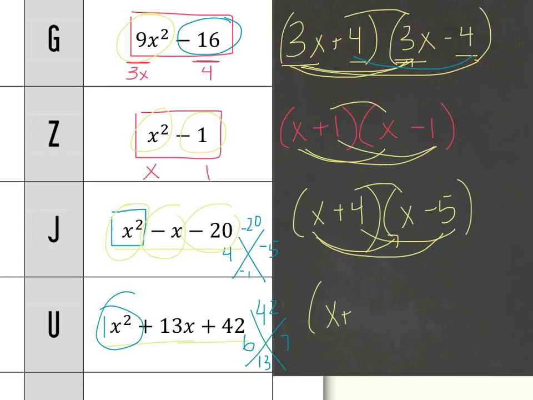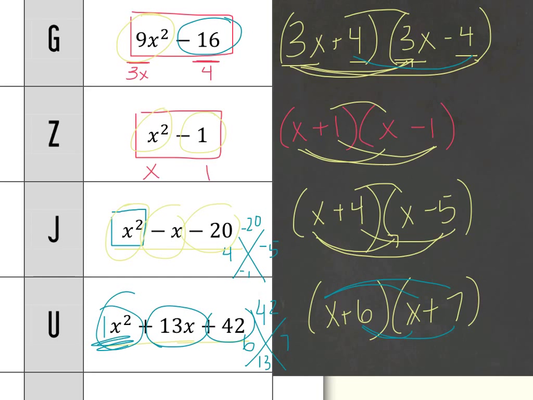We have x plus 6 and x plus 7. We take 2 seconds just to quickly check to make sure that that really works. We have x squared, that works. We have plus 7 plus 6 is a 13, and we have 42, so it totally works. Again, that takes about 3 or 4 seconds just to check it to make sure that you're right.